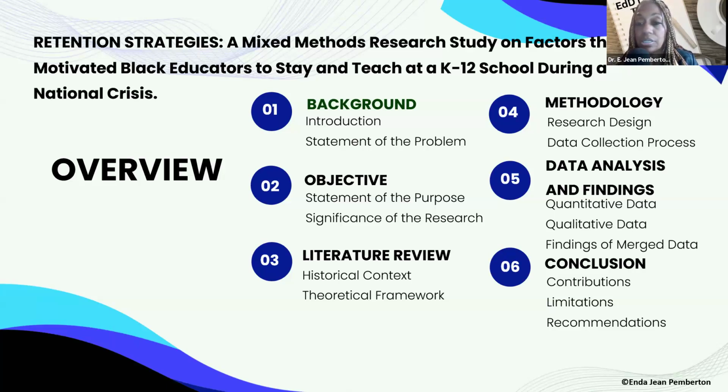With the overview were six categories, six bullets, and under each bullet were different items that I discussed within each bullet. The first one was my background. My background came from my chapter one, which included the introduction of my research and the statement of the problem. That was my first bullet and my first discussion. The second bullet and my second discussion was the objective. I shared the statement of the purpose of my research, the significance of my research, and it is important for you to share the purpose and your significance of the research.